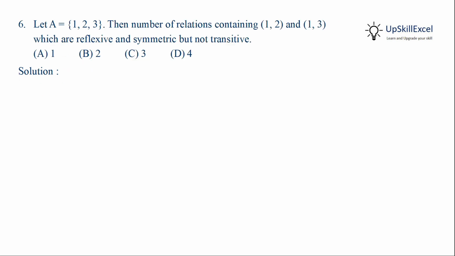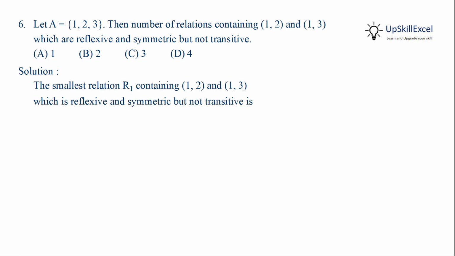Let A equal {1, 2, 3}. Then find the number of relations containing (1, 2) and (1, 3) which are reflexive, symmetric but not transitive. The smallest relation containing (1, 2) and (1, 3) which is reflexive, symmetric but not transitive is (1, 1), (2, 2), (3, 3), which gives us the reflexive property, then (1, 2), (1, 3) because we have been given that, and (2, 1) and (3, 1) are coming from the symmetric property. So we see here that 1 to 2 is defined, but 2 to 3 is not defined, hence this is not having the transitive property.